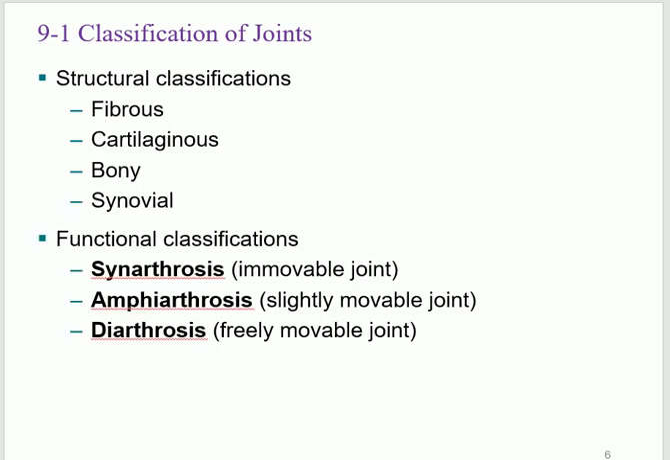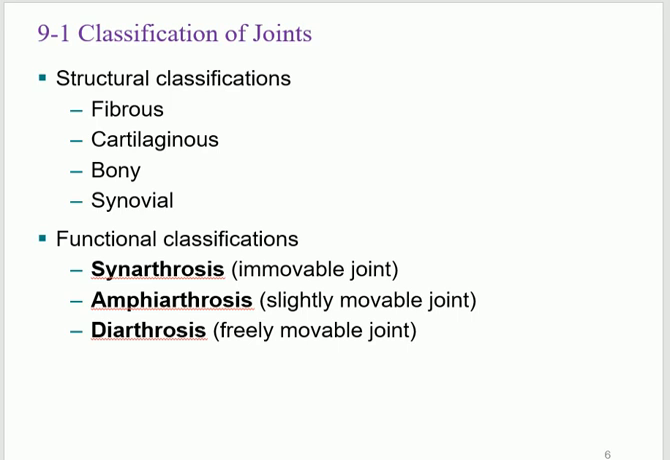So in this joint, here is one bone and there is one bone. What's holding them together? What's in between? If it is fibrous tissue that's holding them together, we call that fibrous joint. If there's a cartilage in between, we call it cartilaginous joint. If there is bone holding them, that's called bony. And then the last one, if there is synovial, which is cartilage and fluid, we call it synovial. These are the four from the structural point of view.